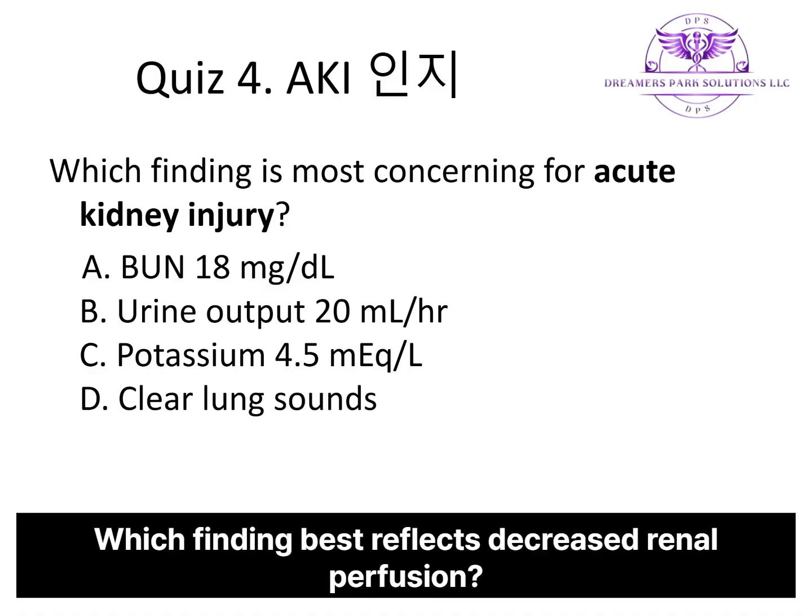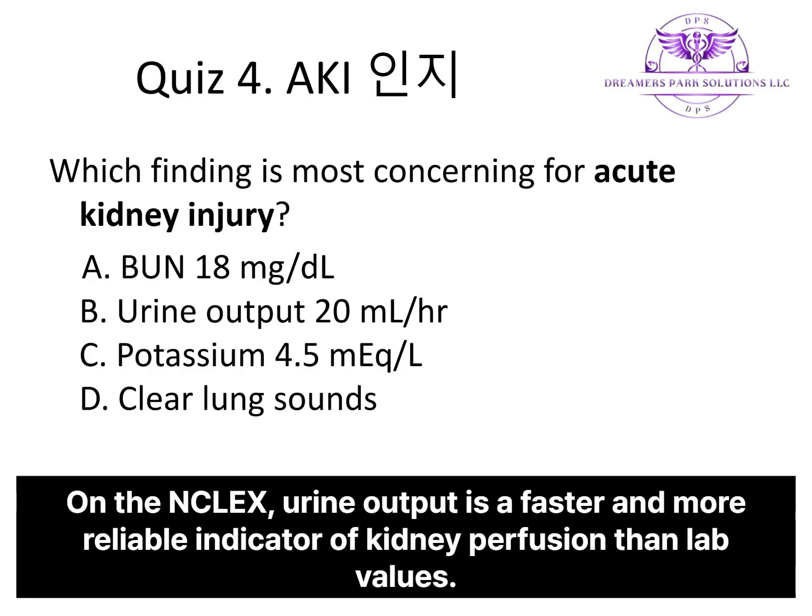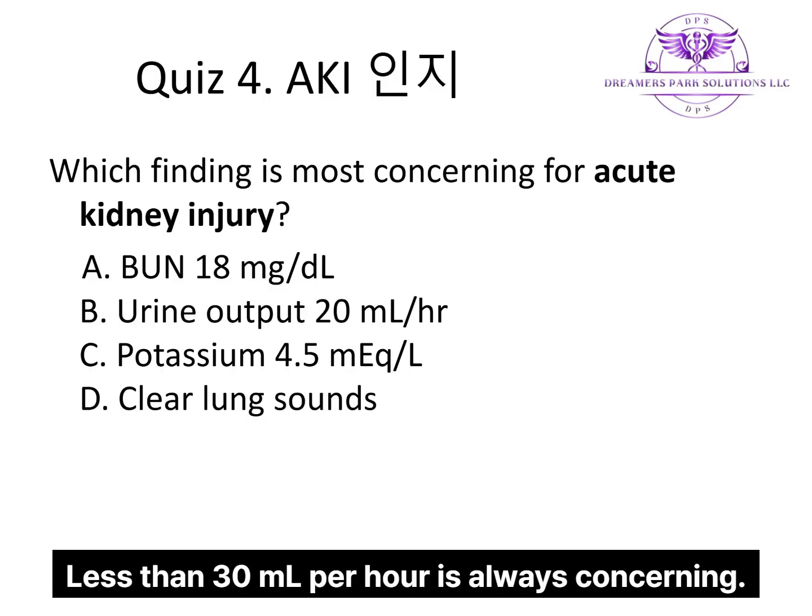Which finding best reflects decreased renal perfusion? The correct answer is B. Urine output of 20 milliliters per hour. On the NCLEX, urine output is a faster and more reliable indicator of kidney perfusion than lab values. Less than 30 milliliters per hour is always concerning.